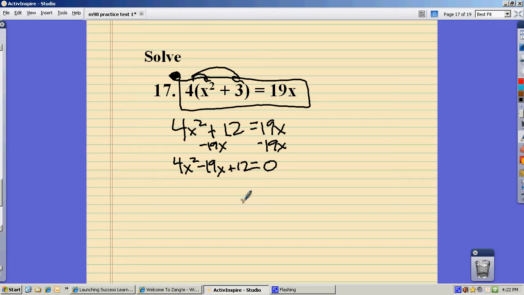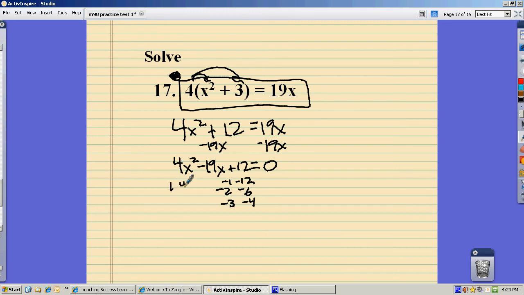And now what I'm going to try to do is factor this. And if I go to factor this, first thing I'm going to look for is something to factor out. Nope, doesn't look like it. I notice this middle term's negative, this is positive, so both of these factors should be negative. They'll multiply to a positive, add to a negative. So let me think about factors of 12. Negative 1, negative 12, negative 2, negative 6, negative 3, negative 4.